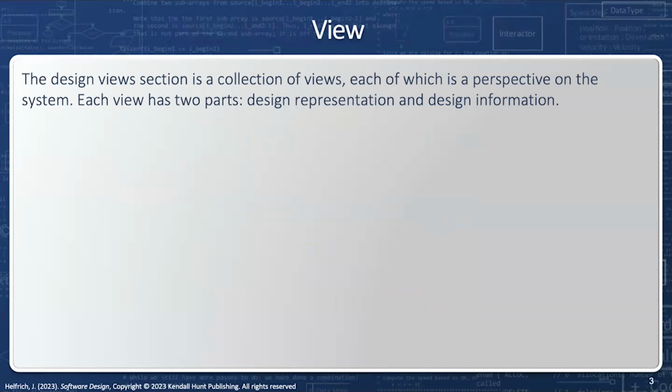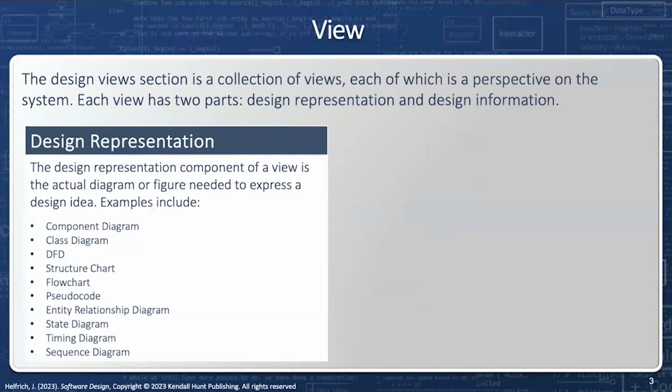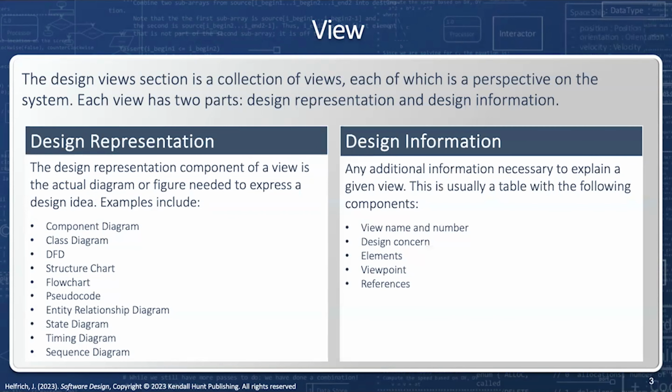The design views section is a collection of views, each of which is a perspective on the system. Each view has two parts, the design representation and the design information. Now, like I mentioned before, the design representation is going to conform to one of many different viewpoints, like a component diagram or a class diagram, a data flow diagram. The set of design viewpoints you're going to need for your application depends upon the needs of your application, obviously. For an example, if your application requires a database, then it's probably going to have one or more entity relationship views that are governed by that viewpoint. And every different view is also going to have a design information, naming the view, describing what requirements it utilizes, describing the elements or subcomponents of it, as well as what viewpoint it conforms to.